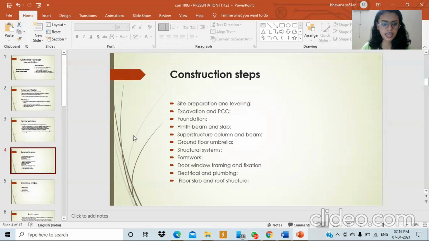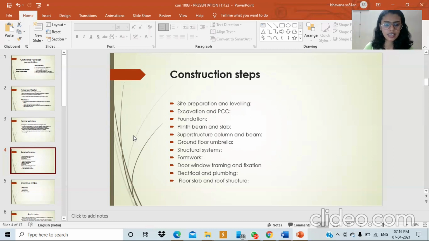Then plinth beam and slab. After the foundation work is done, the beam framework is started, and it is poured with concrete. Then next is the superstructure, column and beam. Superstructure is the portion above the plinth level of the building, and the components of the superstructure are beams and columns. The column is built up to the slab level, and on that frame further construction is carried out.